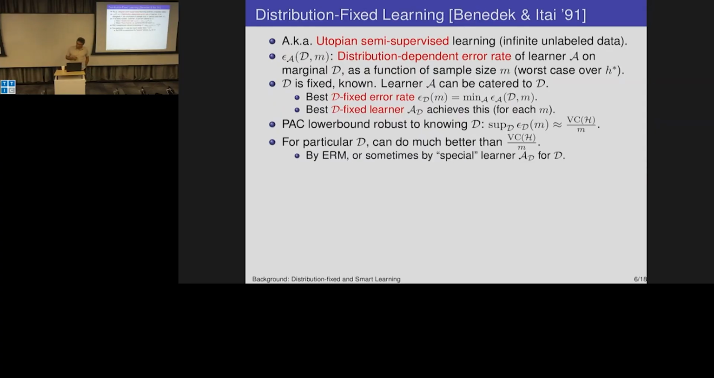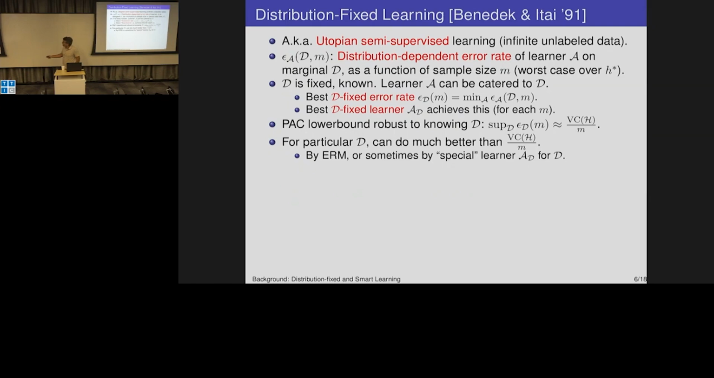Now, you could ask, how does this help? It turns out that in the worst case over marginals, this doesn't help you at all. If you remember the proof of the fundamental theorem of learning theory that proves a bound on the performance in terms of VC dimension, you'll remember that proof is robust to actually knowing the marginal distribution for that worst case marginal. So the worst case over all distributions of the distribution fixed error is still VC dimension over M. So knowing the distribution does not help you for the worst marginal distribution. Okay.